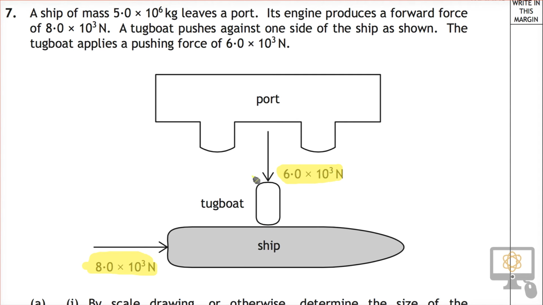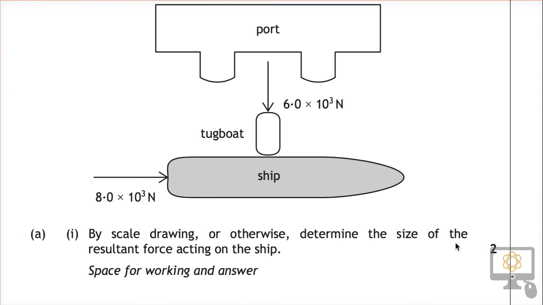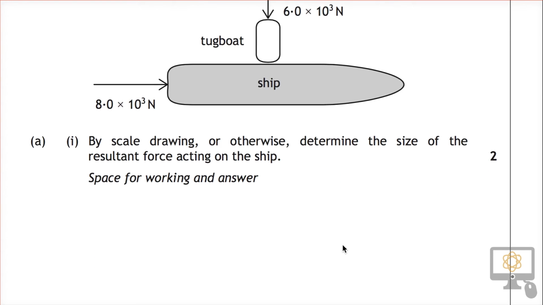You'll notice that they're at right angles to each other, and so it's probably going to be a question about finding the resultant of two forces at right angles to each other. If we look down, we can see that that's exactly the case. It says, by scale drawing or otherwise determine the size of the resultant force acting on the ship. So that's what we're going to do right now.